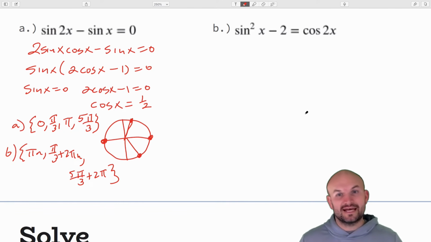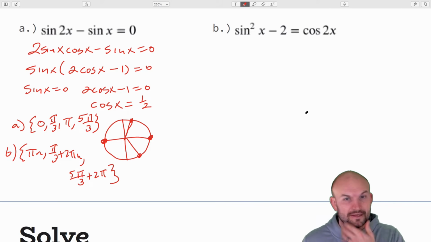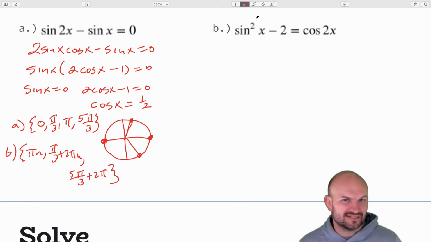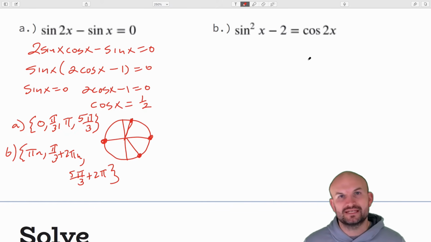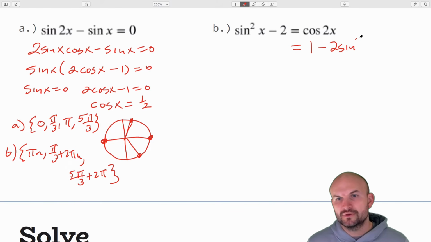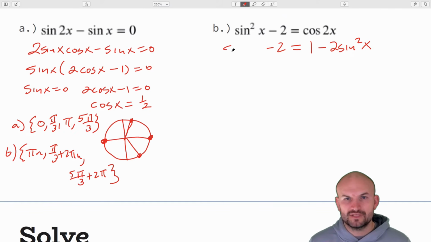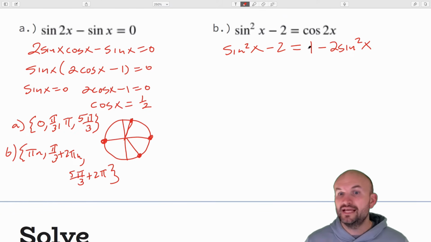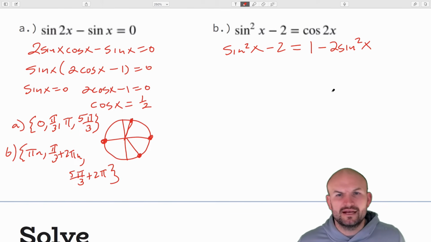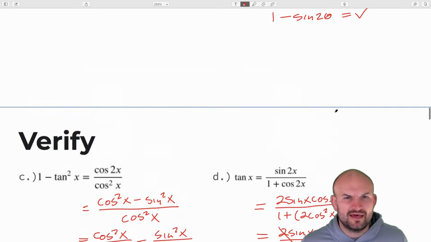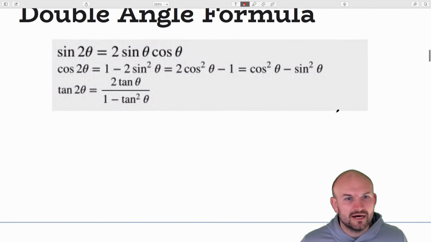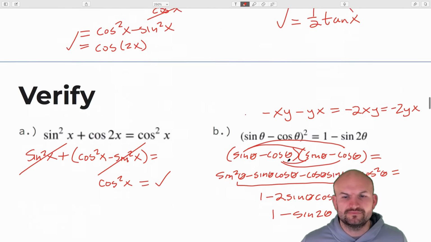Now this next one, again, kind of comes to that point that we were talking about as far as writing them with the same trigonometric function. I don't want to use cosine squared minus sine squared here because I already have a sine squared. So what I'm going to want to do is use the trigonometric function where I'm in terms of sines. So that's going to be 1 minus 2 sine squared of x. So I have sine squared of x minus 2 equals 1 minus 2 sine squared of x. And again, let me make sure I had that right because I kind of already forgot. That's going to be 1 minus 2 sine squared of x. Okay, perfect.